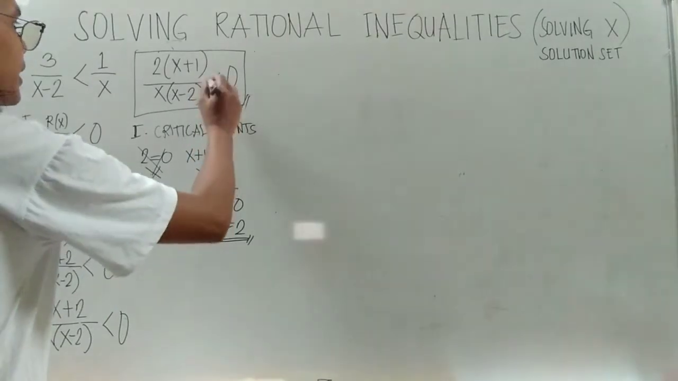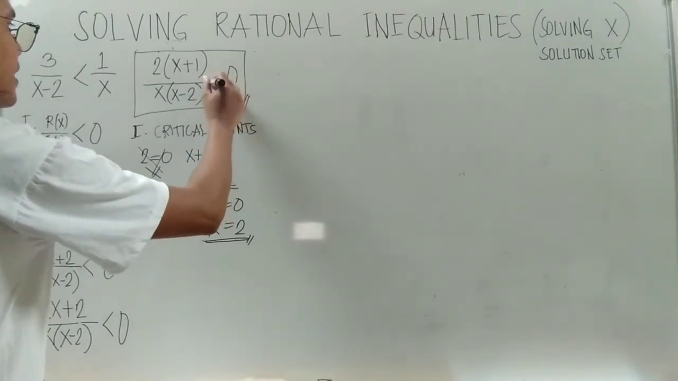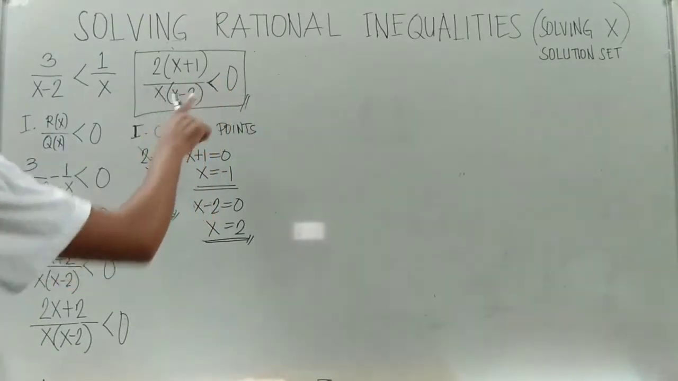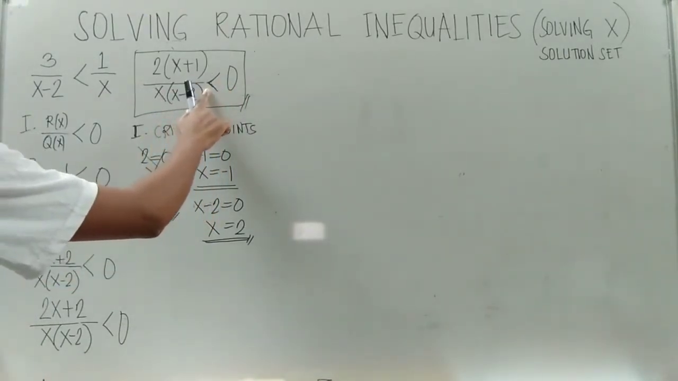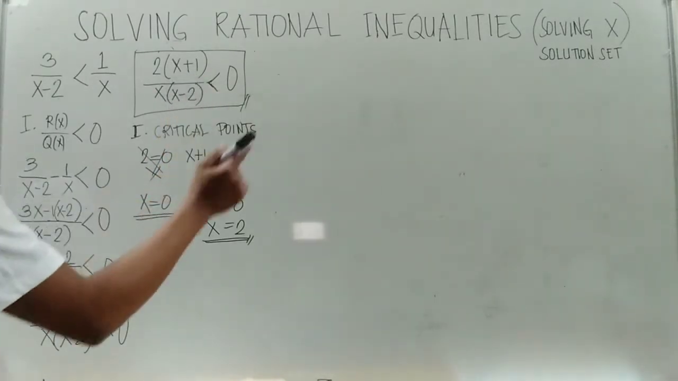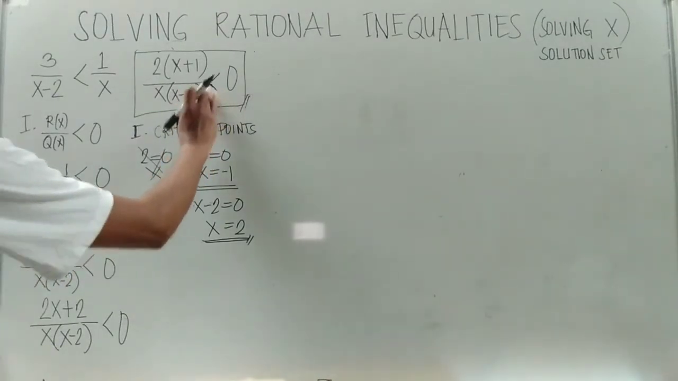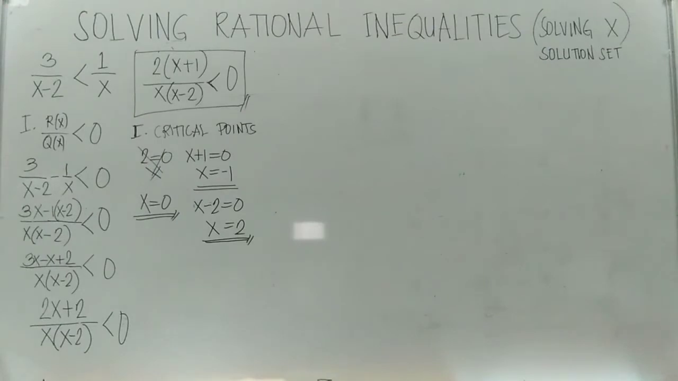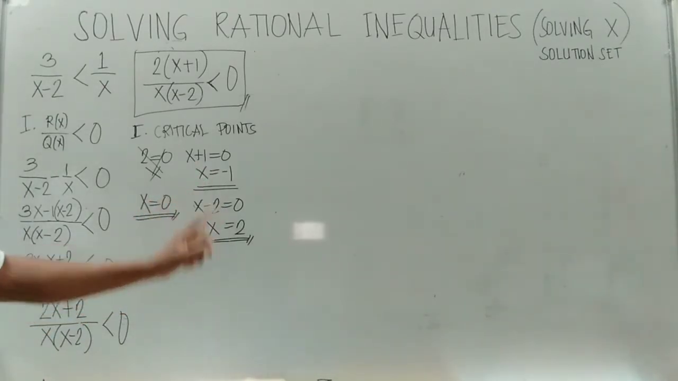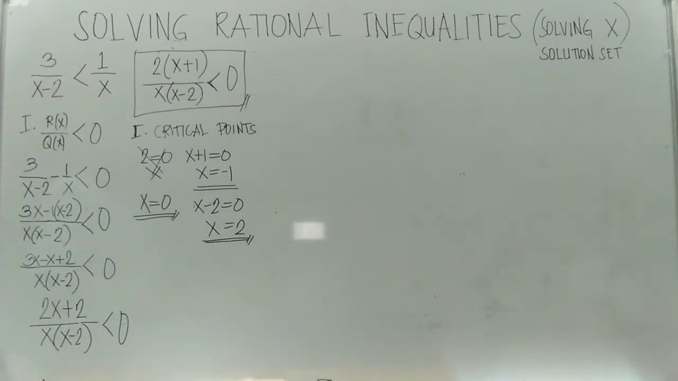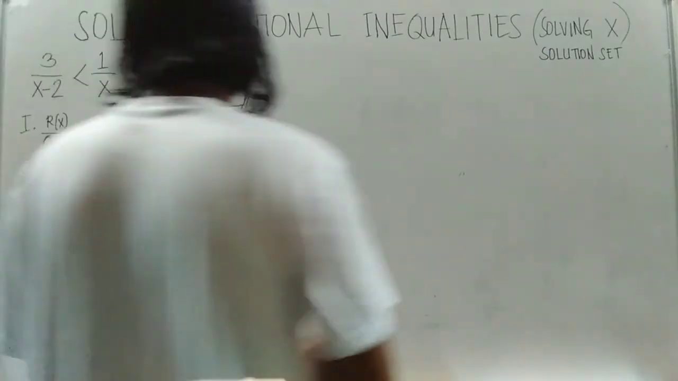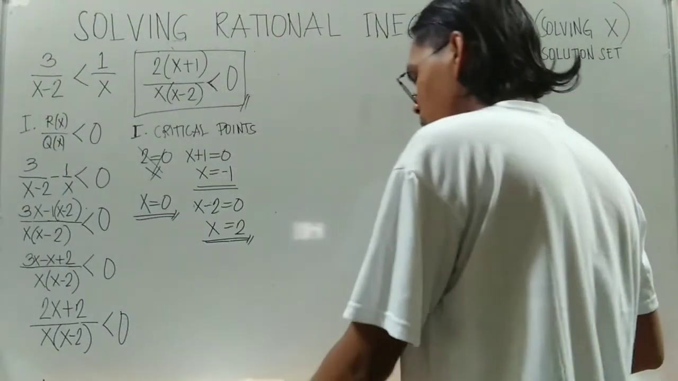But to be more specific, look at the symbol. Symbol is less than. On the other example, we have the symbol or equal to, but in this example, we don't have equal to, just less than. So we can easily say that the 3 critical points cannot be included on your solution set, but they can be the barrier of your intervals. So let us solve it for you to understand it more.